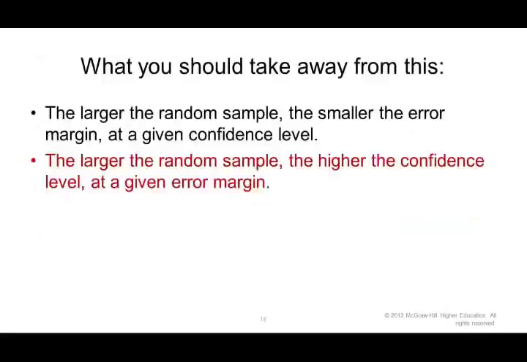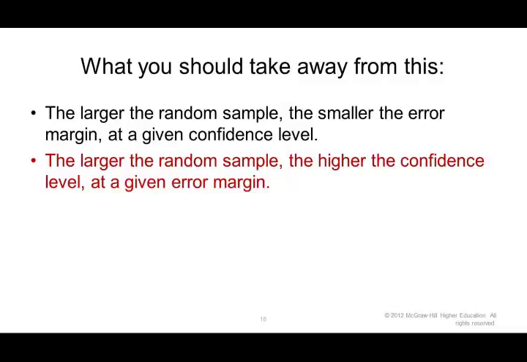Okay? Now, what should we take away from this? Number one, a larger random sample gives you a smaller margin of error at any given confidence level. By a given confidence level, I mean as long as we keep our confidence level at 95, then the larger the sample, the smaller the margin of error. If we start playing with our confidence level, then it changes everything. But you set your confidence level first, and then you say, okay, if I have this confidence level, then let's do a sample of this size, I have this margin of error. This size, I have this margin of error.